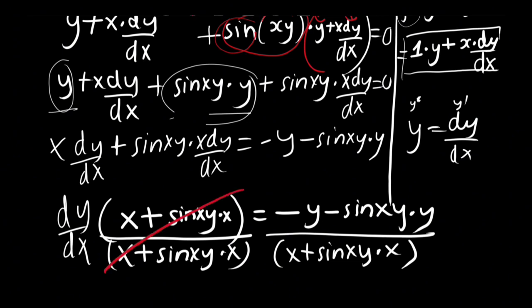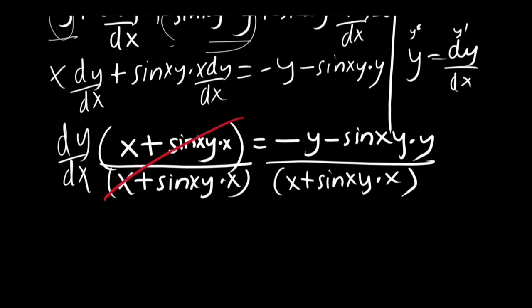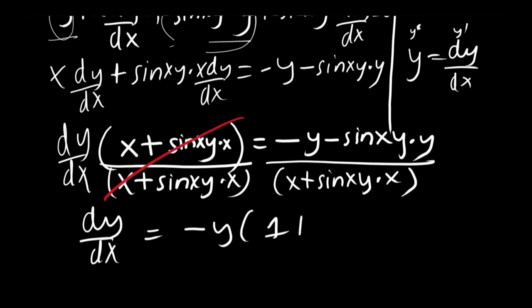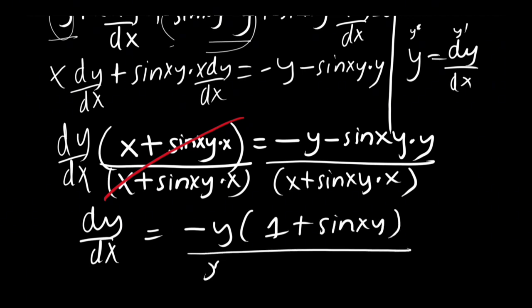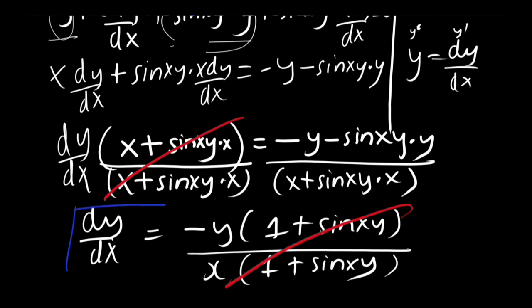Now these two will cancel out, and then finally we'll have dy over dx as, when we take common in the numerator of negative y, we would have here 1 added by sine xy, and then when we take common in the denominator, we will have here 1 plus sine xy. So these two will cancel out, and then we'll finally have this answer as the dy over dx.